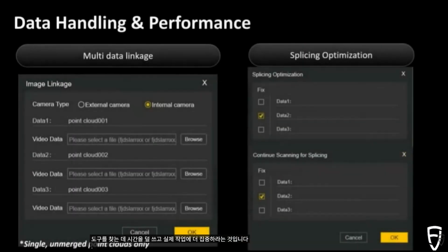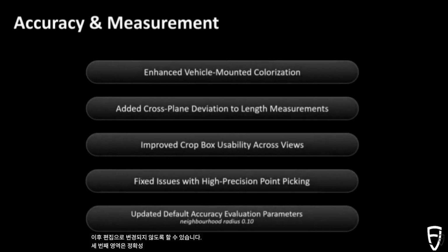Also, let's have a look at the data handling and performance part. We now support multi-data linkage, so that means that you can load multiple point clouds and videos together. I think this is also an update that a lot of our users asked us about in the past. At the moment, this applies to single unmerged point clouds, and we'll continue expanding this capability. We've also improved the splicing workflow. So once you've confirmed a high quality result, you can lock it in so it won't be changed by later edits.